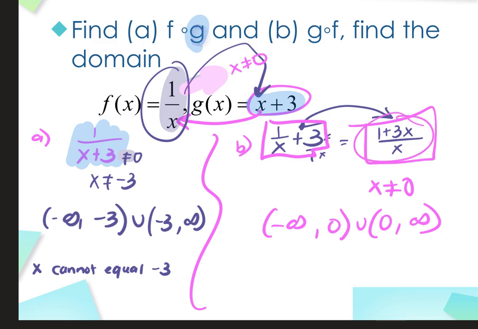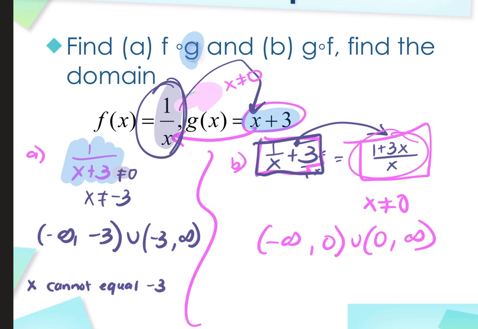This one. So I took this and gave it a denominator. The one before, I'm confused how you got there. Oh, I took the f and plugged it into the g. So the x here becomes 1 over x, and then it would have been plus 3.